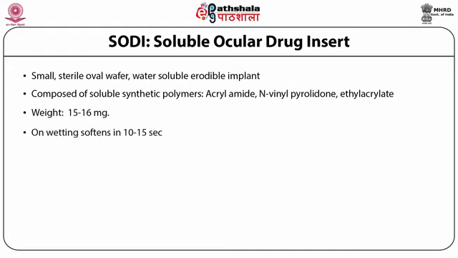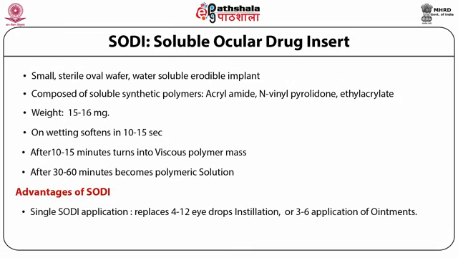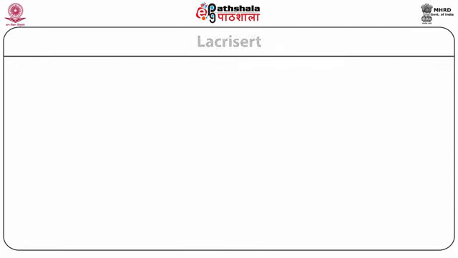When wetted by the tear film, it softens in 10 to 15 seconds. Following 10 to 15 minutes, it turns into a vitreous polymer mass, which after 30 to 60 minutes becomes a polymeric solution. A single application of this implant replaces 4 to 12 eye drops instillations or 3 to 6 applications of ointments. It therefore presents a once-a-day application for the treatment of glaucoma.